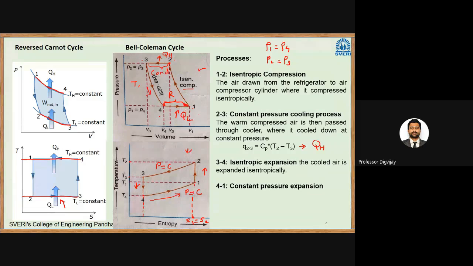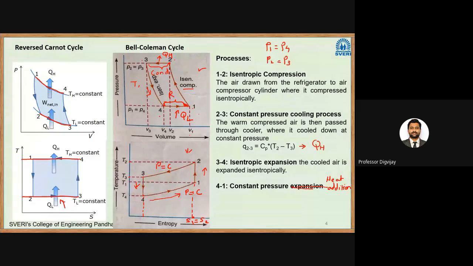Next is 4 to 1. See in the figure, constant pressure expansion. It is actually a heating process, but it is said to be constant pressure expansion, so that is not possible. Pardon me, this should be a heat addition process. You can take it as heat addition or heat absorption.